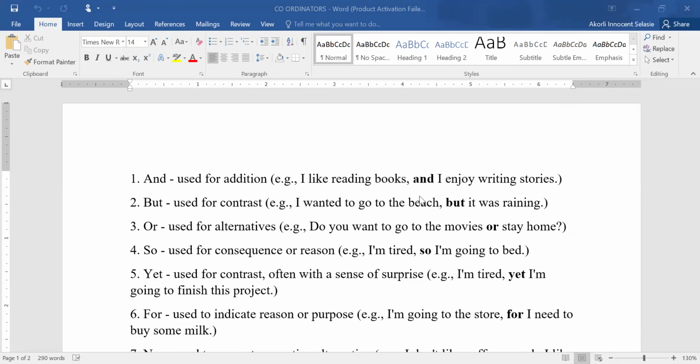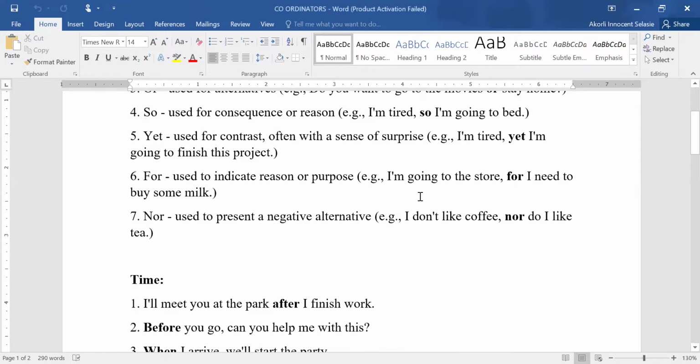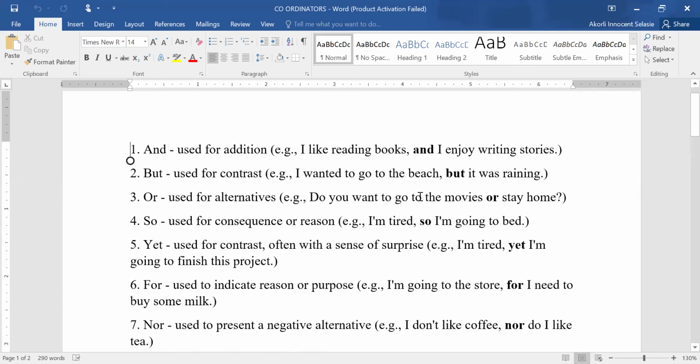So you see, if you are going to string ideas together, then the question you ask yourself is, are these things contrasting? Is it a consequence? Is there a choice? Are they negatives? I don't like coffee, nor do I like tea. One of the things you must observe is that after every conjunction, there should be a verb. If it is not so, then your sentence is not correct. After every conjunction, there must be a verb.